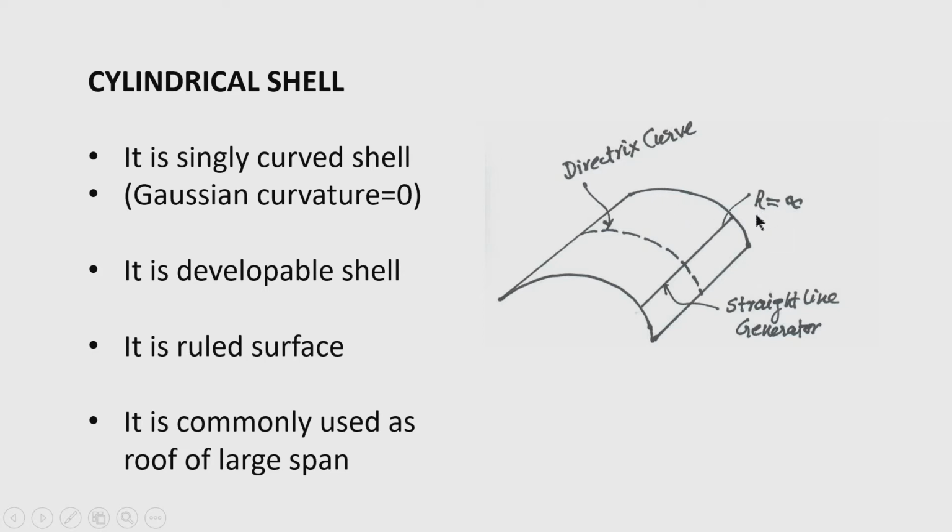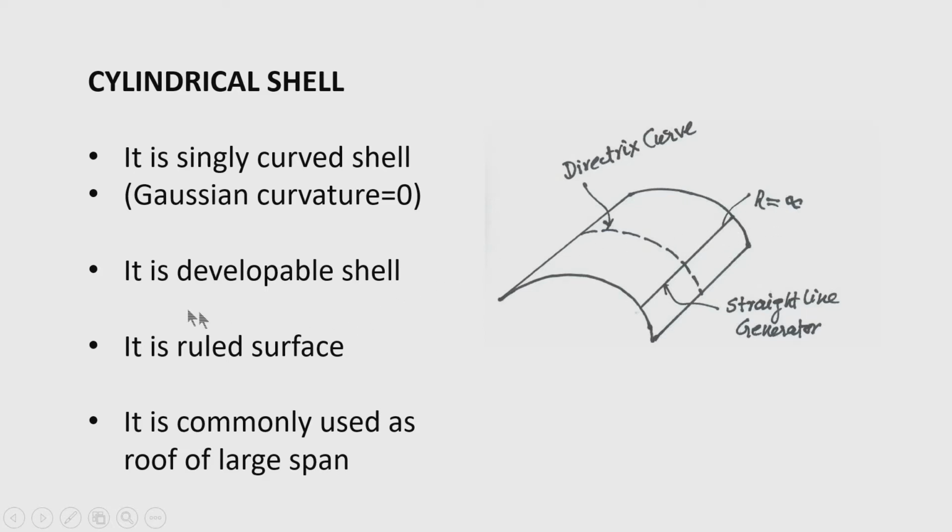Gaussian curvature 0 means the product of two principal curvatures, that is 1 by R1 and 1 by R2, is 0. That means, one radius of curvature is infinity. That is evident if I take a straight line generator which moves over the directrix, that is a plane curve. This straight line generator has infinite radius of curvature. Therefore, Gaussian curvature is 0.